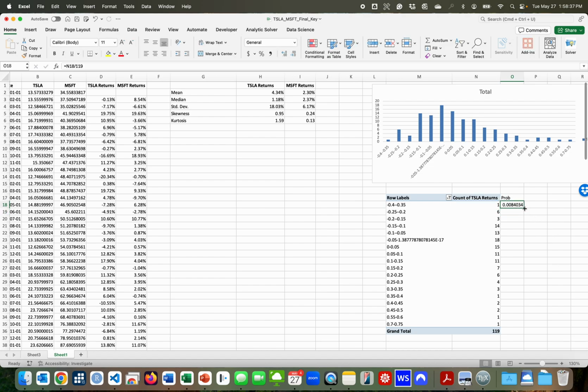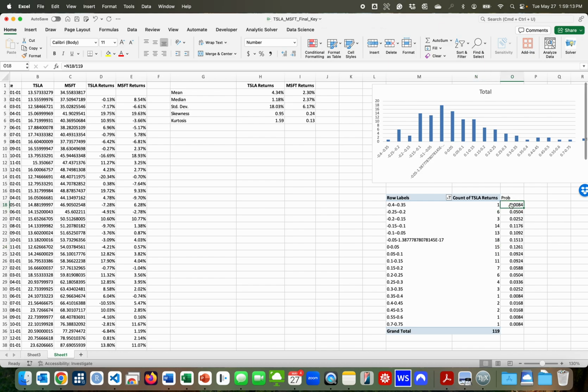0.008. And I'm going to drag this down right here. So I'm going to clean that up just a little bit by removing some of those decimal places. Right. So these are now probabilities. So we would say about 12.61% of returns are between 0 and 5%. So those 15 returns that are within 0 to 5% represent about 12.61% of all returns.